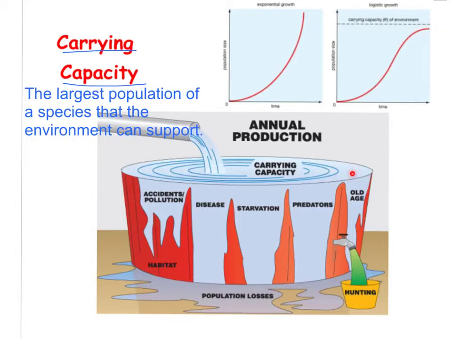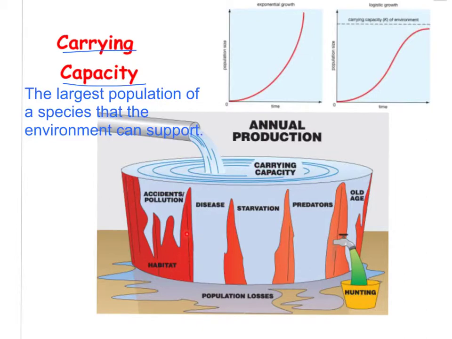Here's just a little diagram showing, if we think about this carrying capacity as being the top of this bucket here, you can see that some factors are reducing the population. We have predators reducing the population. You have populations rising up here, but predators will reduce it. Starvation reduces the population. Disease will reduce this population. There are population losses sort of draining out the bottom. Hunting will certainly do that. We have accidents or pollution to reduce the population.